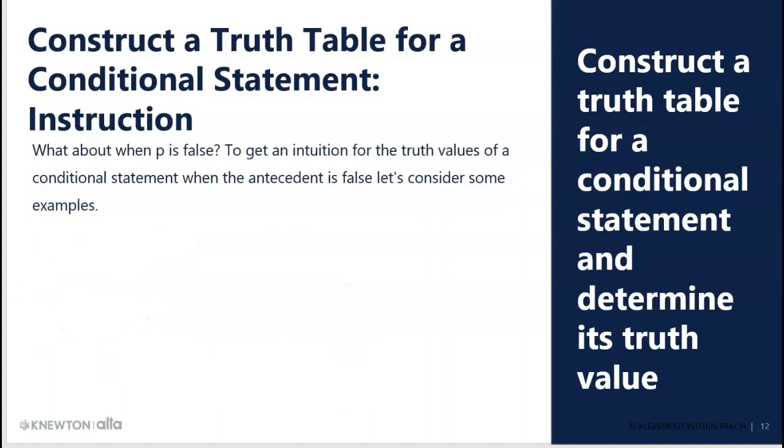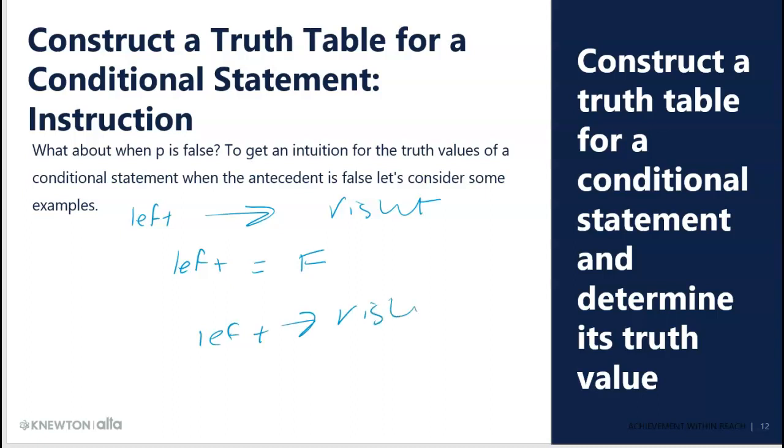So when P is false, when the left is false, so it's left, if left, then right, if you take the letters out of it. When the left side is false, left then right is true. I don't care what the right is. It doesn't matter.